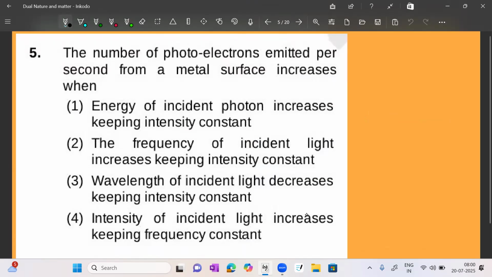Now see the fifth one. The number of photoelectrons emitted per second from a metal surface increases when... This number of electrons emitted per second depends upon which physical quantity they are asking. So the intensity of incident light increases, keeping the frequency constant. So option 4 is the correct answer. Okay? The frequency is constant, the intensity of incident light keeps on increasing, keeping the frequency remaining constant.